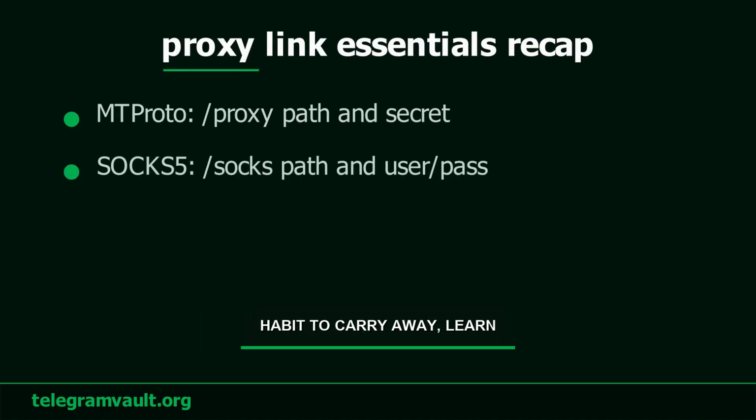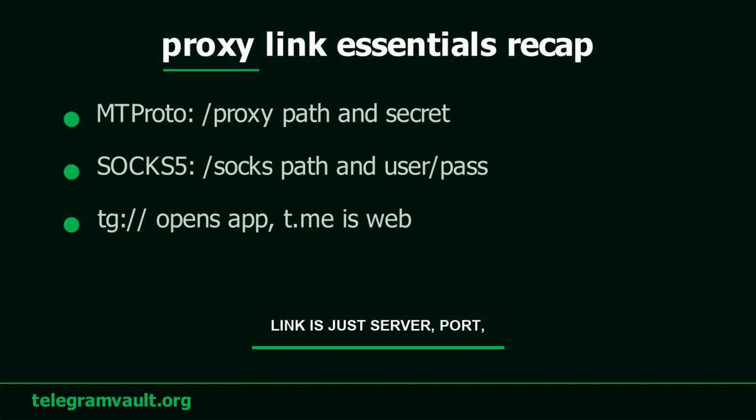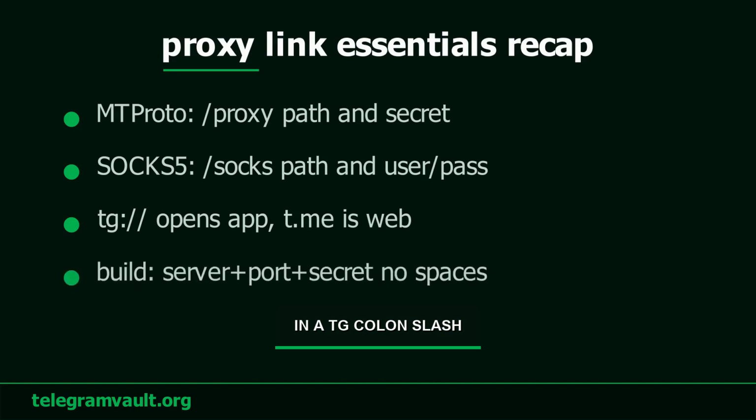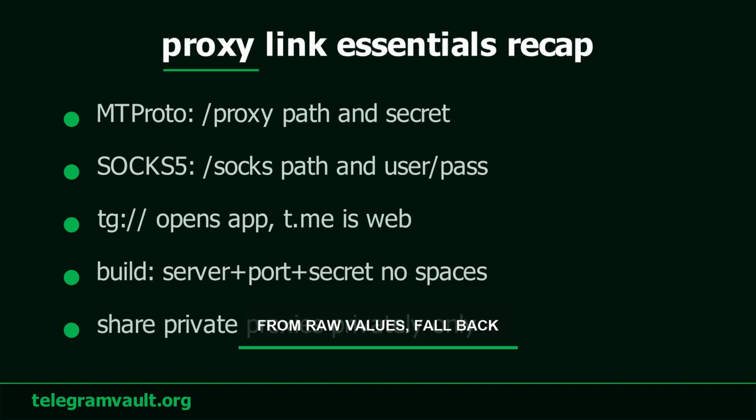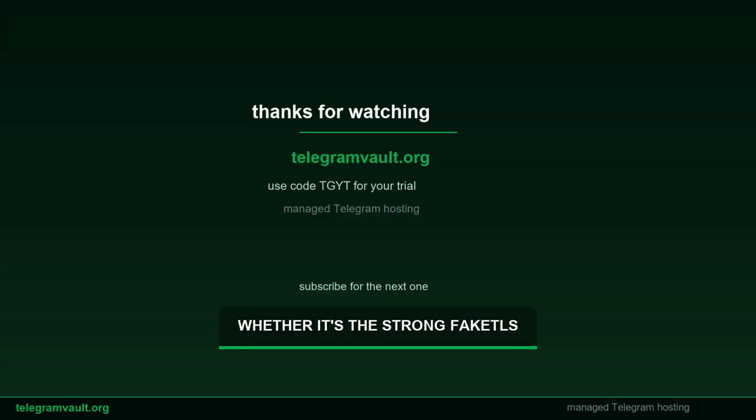The one habit to carry away: learn to read the link instead of fearing it. A proxy link is just server, port, and either a secret or a user and pass, wrapped in a tg:// or t.me address. Once you can see those parts, you can fix a broken link, build one from raw values, fall back to manual entry when the auto link won't fire, and judge from the secret's length whether it's the strong factors kind. That small literacy is the difference between being stuck with a wall of text and getting yourself or a friend connected in under a minute.